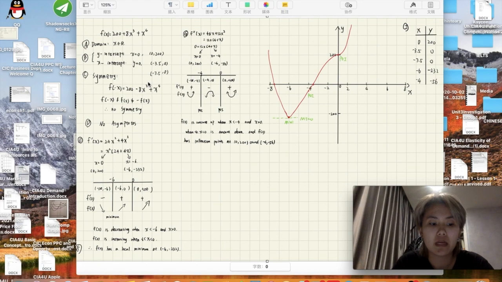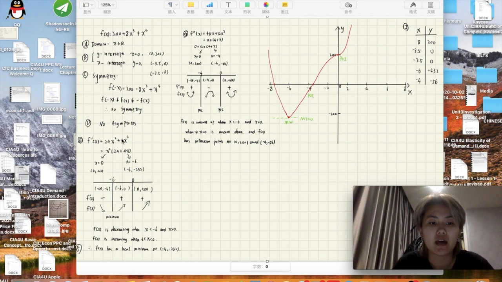Next is symmetry. We let x change to negative x, so we can get f(-x) equal to 200 - 8x^3 + x^4. Because f(-x) is not equal to f(x) and it's also not equal to negative f(x), the function has no symmetry. It also has no asymptotes.